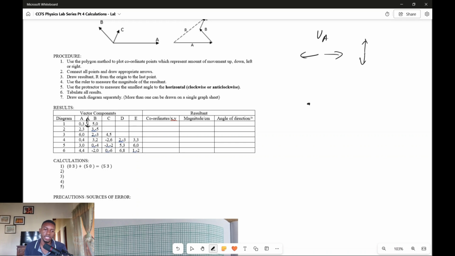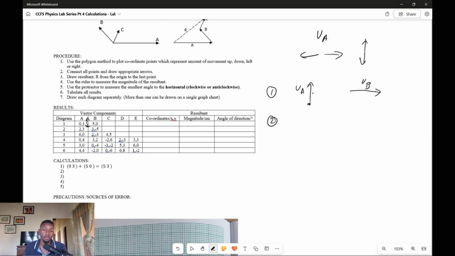So we start one place, we are moving 0 spaces to the right or left, we're only moving 3 spaces up. Bam, this is VA. So you should be able to draw that. VB, what does vector VB look like? 5 spaces to the right. This is what VB looks like. All right, and this is diagram number 1.